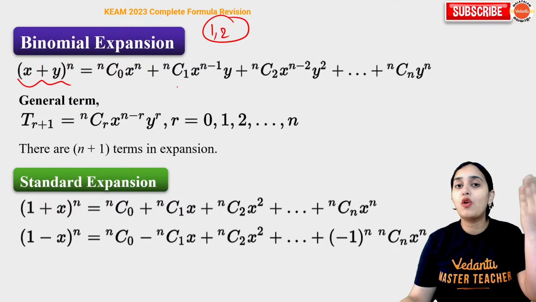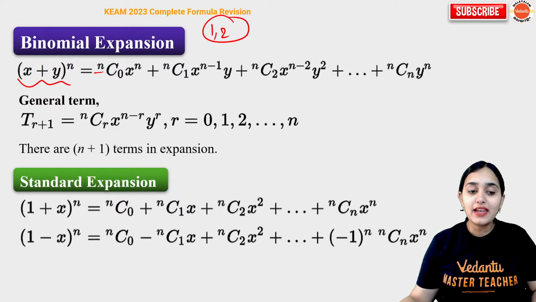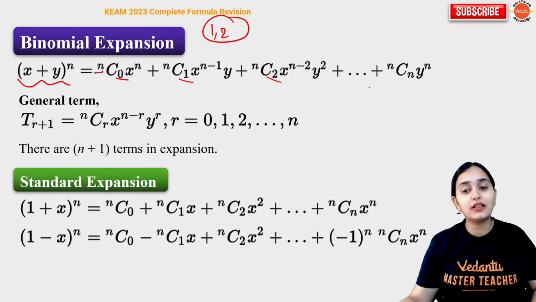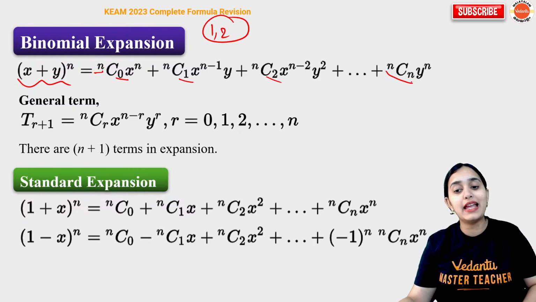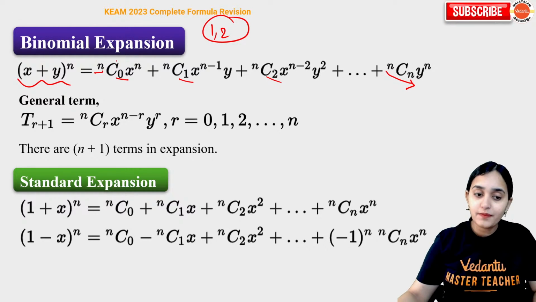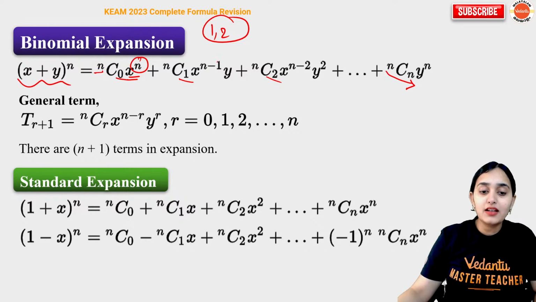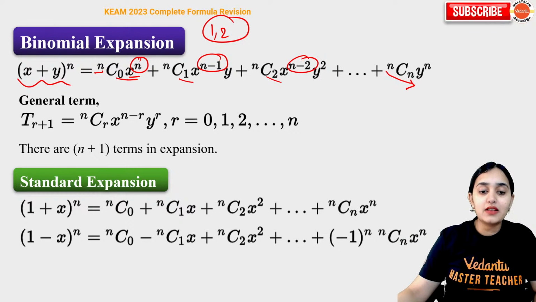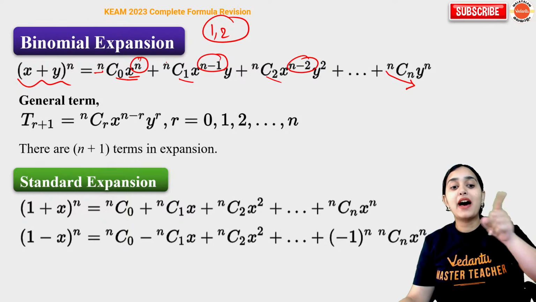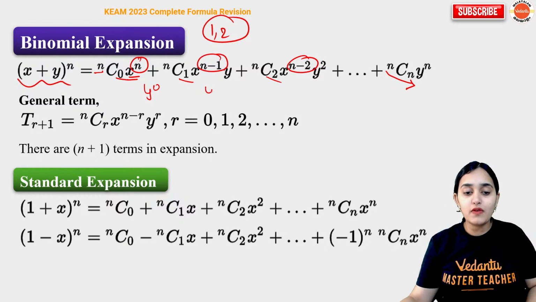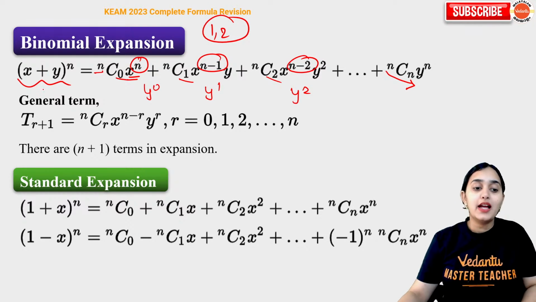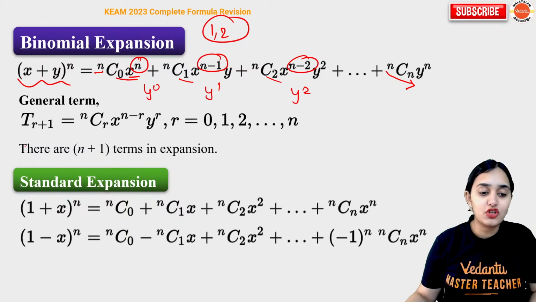X plus y whole to the power n is, we will start from nC0, then nC1, nC2, nC3 and so on. We will go on till nCn. Then x power will decrease. It will be n, then n minus 1, then n minus 2, and y power increases. So y to the power 0, y to the power 1, y to the power 2. Like that you have binomial expansion.